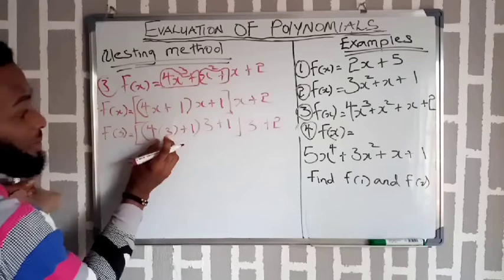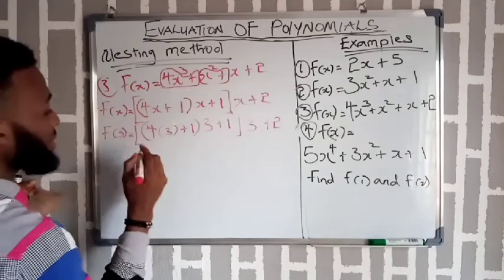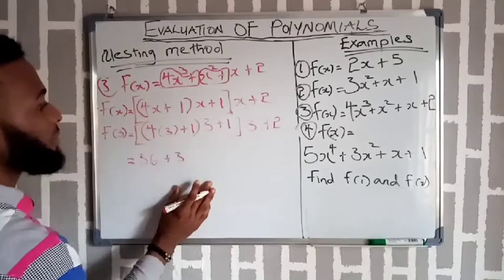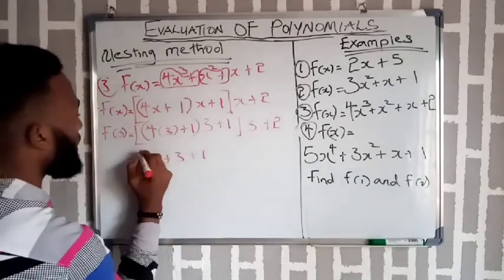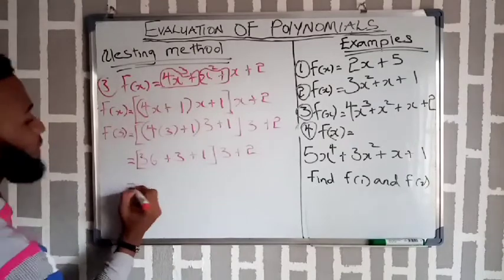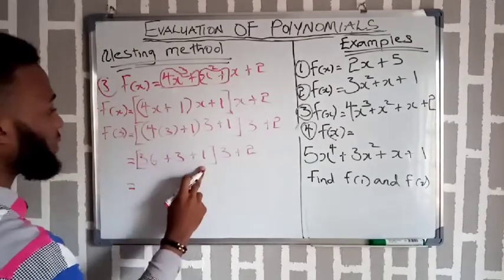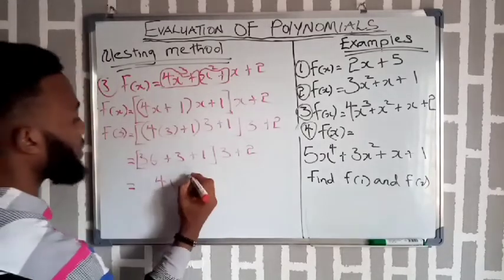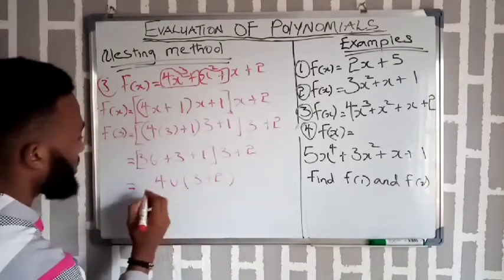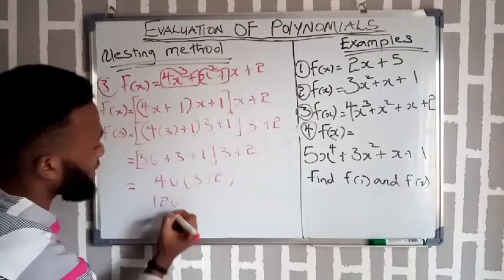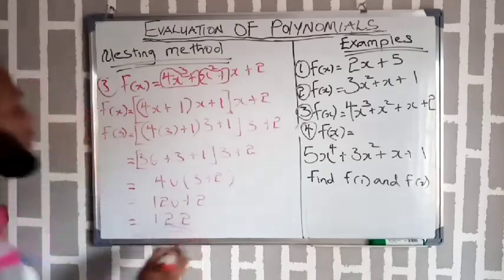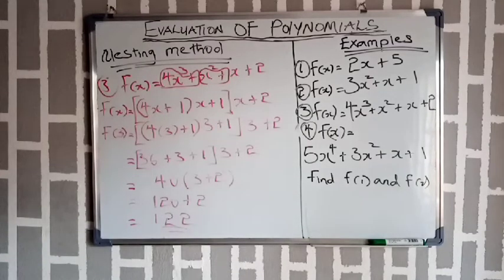So this is 4 times 3. This is 12. This is 12 multiplying 3, which is 36 plus 3 plus 1. So this is like this, and this is 3 plus 2. So this is 36 plus 3, that's 39 plus 1, 40. This is 40 into 3 plus 2. And this will multiply this. Then this is 120 plus 2. And this is 122. Yeah, that's when it's degree 3.